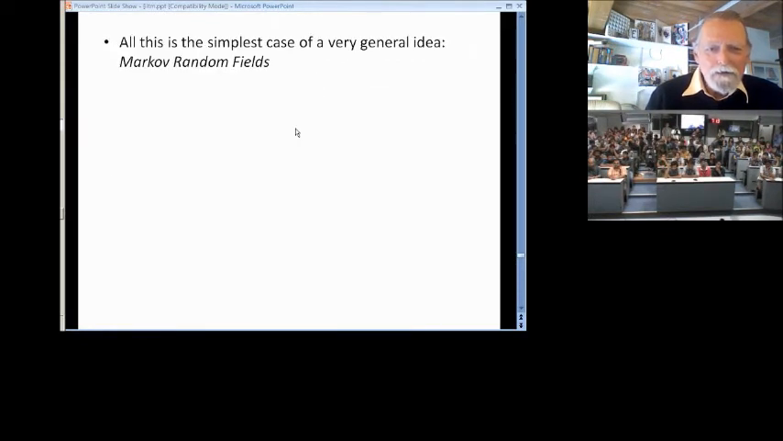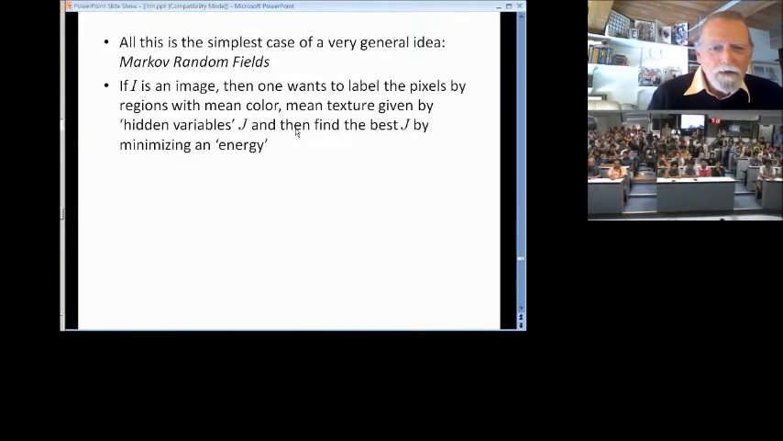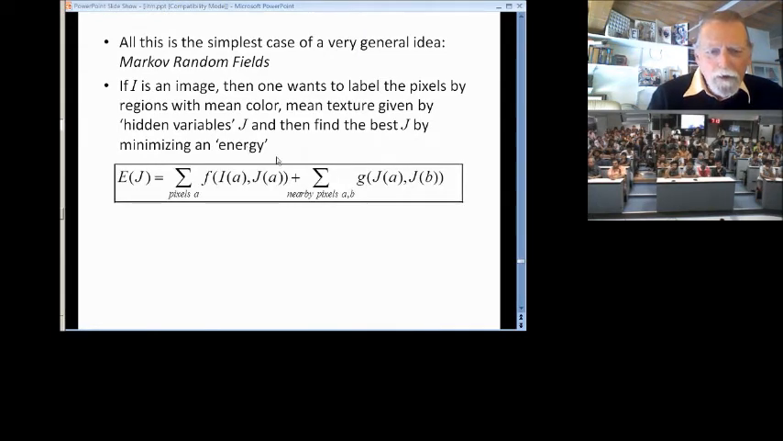So this leads to the idea of Markov random fields. The point being that you have an image I, and you want to label pixels which have different colors. So you look at regions which are going to have a certain mean color. We disregard texture in this particular version, but we try to find a hidden variable J that describes the mean energy. So we have a model very much like the previous one.